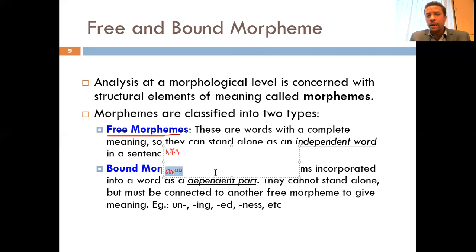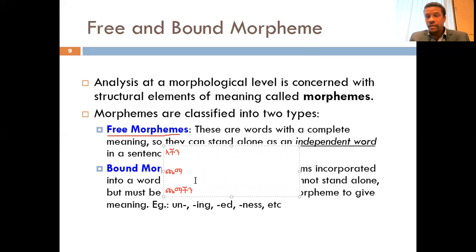What about the word ጫማ? ጫማ has a meaning, right? So what if I say it like this? ጫማችን, it means our shoes. So ጫማ by itself has a meaning, okay? But action does not have any meaning.